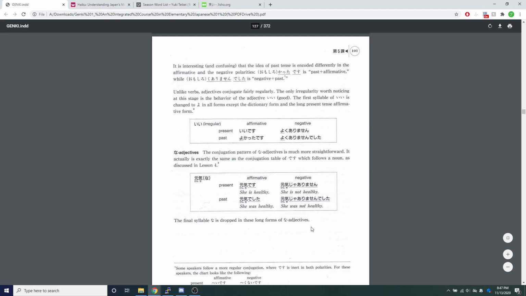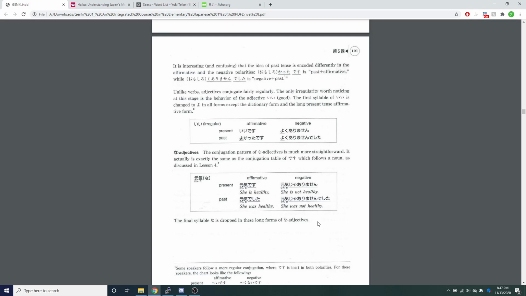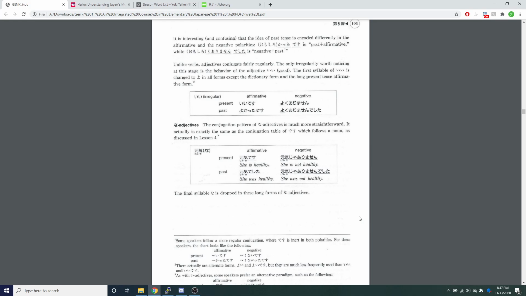So not really any other exceptions that I'm aware of other than that. Usually just yoi. Not adjectives. Like I mentioned before, they are literally just nouns. So the affirmative versus the negative is exactly the same as a noun. So genki desu, that's just saying it is genki, right? Like you learned before for nouns.